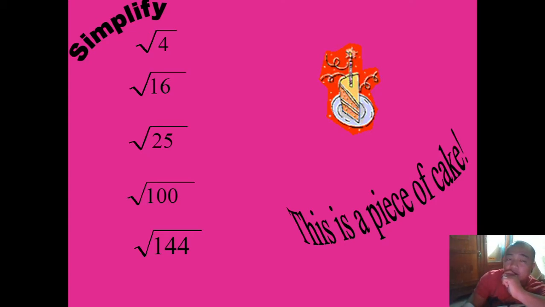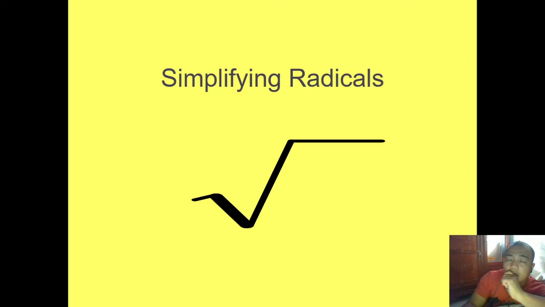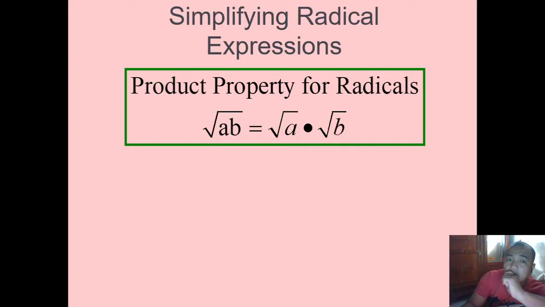What is the square root of 4? 2, because 2 times 2 is 4. What is the square root of 16? 4, because 4 times 4 is 16. Square root of 25, 5. Square root of 144 is 12. Okay, it's just a piece of cake. Now let us go to the next, simplifying radicals.